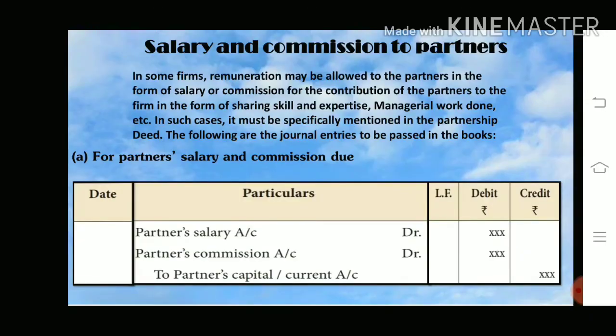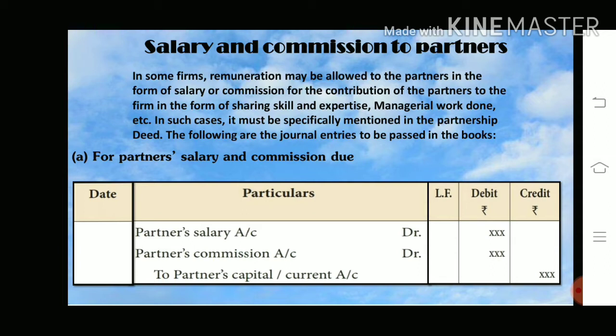See the topic: salary and commission to partners. It means sometimes in firms remuneration may be allowed to the partners in the form of salary or commission for the contribution of the partners to the firm in the form of skill and expertise, managerial work done, etc. In such a case, it must be specifically mentioned in the partnership deed. Partnership deed means dissolution of the partnership firm.